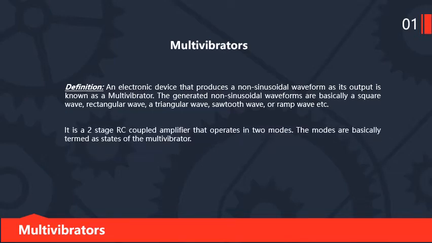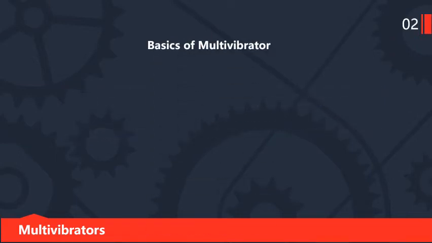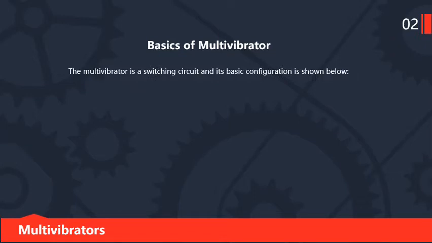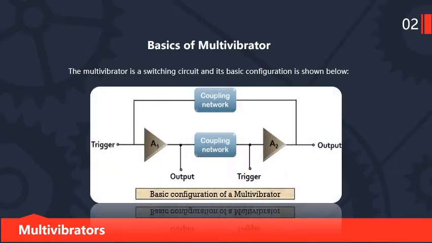It is a two-stage RC coupled amplifier that operates in two modes. The modes are basically termed as states of the multivibrator. Basics of multivibrator: the multivibrator is a switching circuit and its basic configuration is shown in the figure. So this is the basic diagram for a multivibrator circuit.